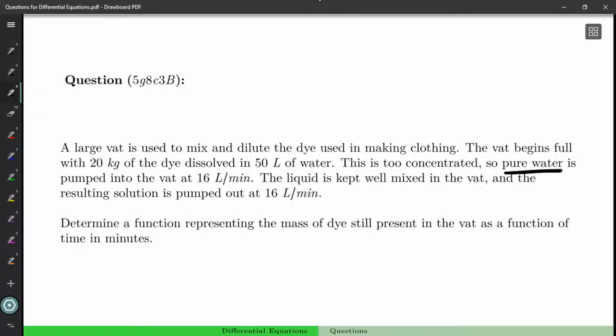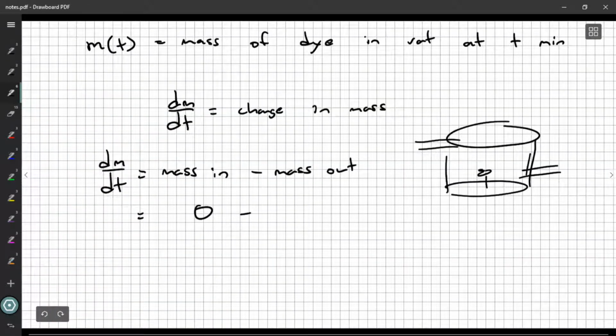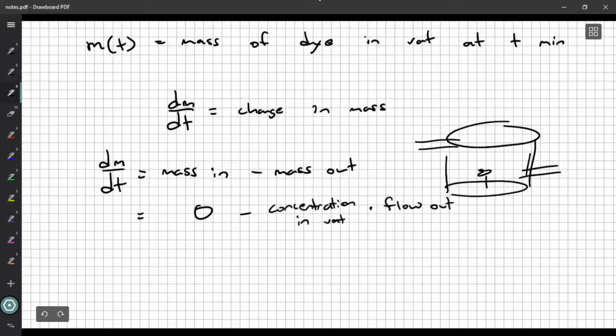Now, how much mass is going out? Well, some of the mass that's dissolved in the water is flowing out. Now, we know that the solution is being pumped out at 16 liters per minute. If we know how much mass is in each liter, we'll be all set. So the amount of mass dissolved in each liter is the concentration currently in the vat. And we want to know how much is there, so we can multiply it by the 16 liters flowing out. And that's how the mass is changing. We're losing some mass as we go.